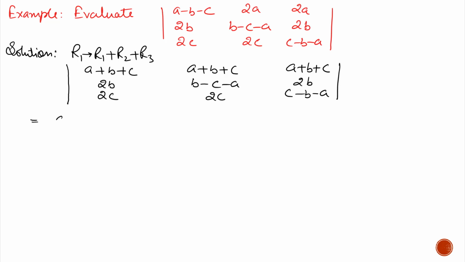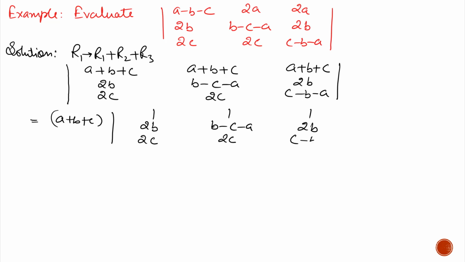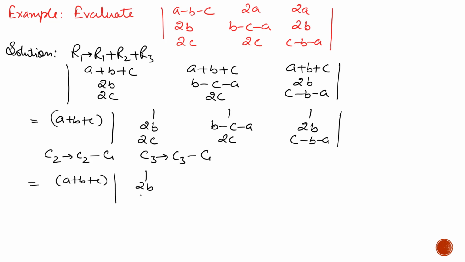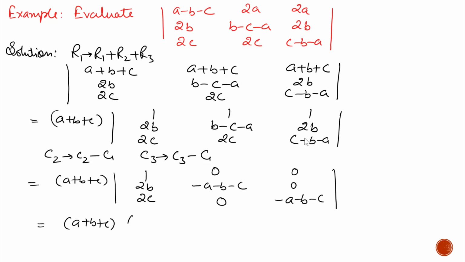Now we will take common a plus b plus c from the first row, and we'll get 1, 1, 1 in the first row, and the other two rows remain same. Whenever we have triple one, we always make it 100, and we'll say C2 equals to C2 minus C1 and C3 equals to C3 minus C1. So the first column remains same. In the second column we'll get 0, minus a, minus b, minus c and 0. And the third column we'll get 0, 0, minus a, minus b, minus c.